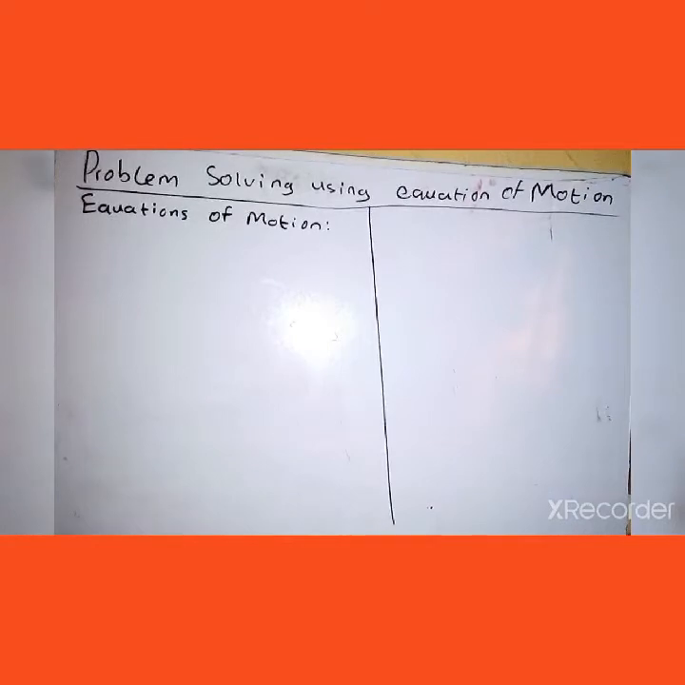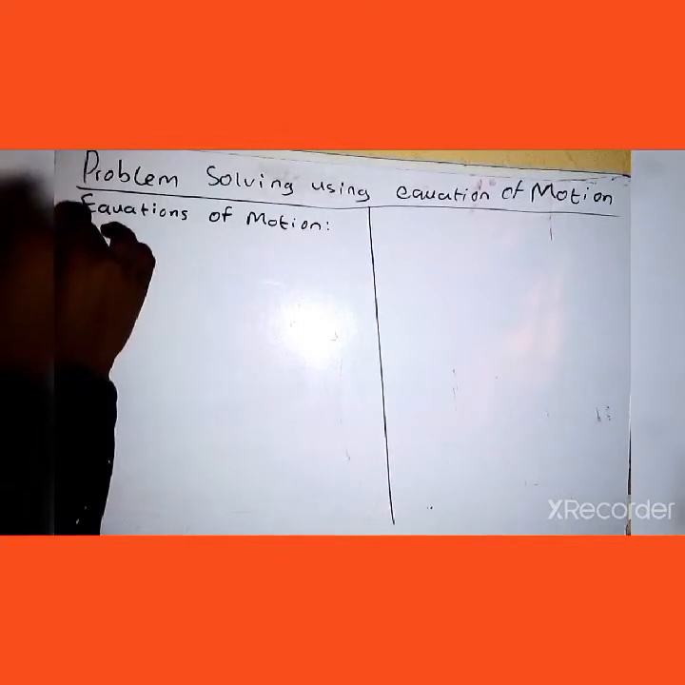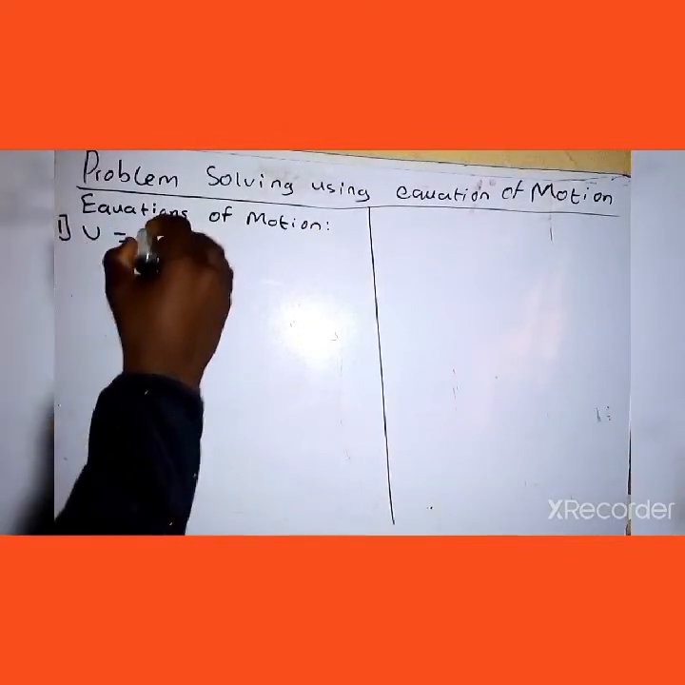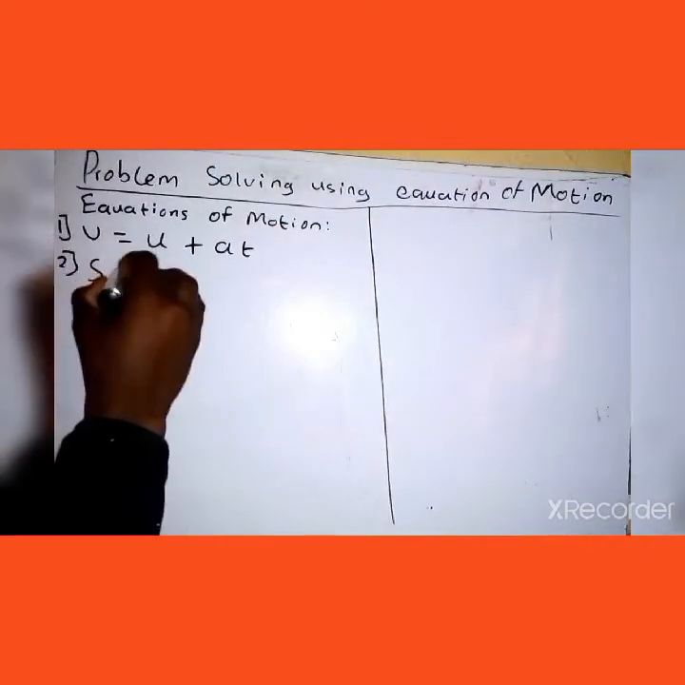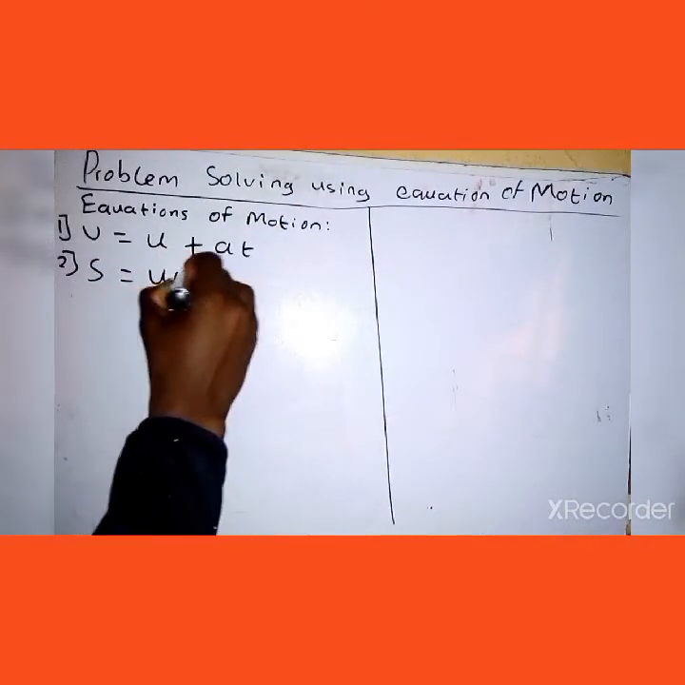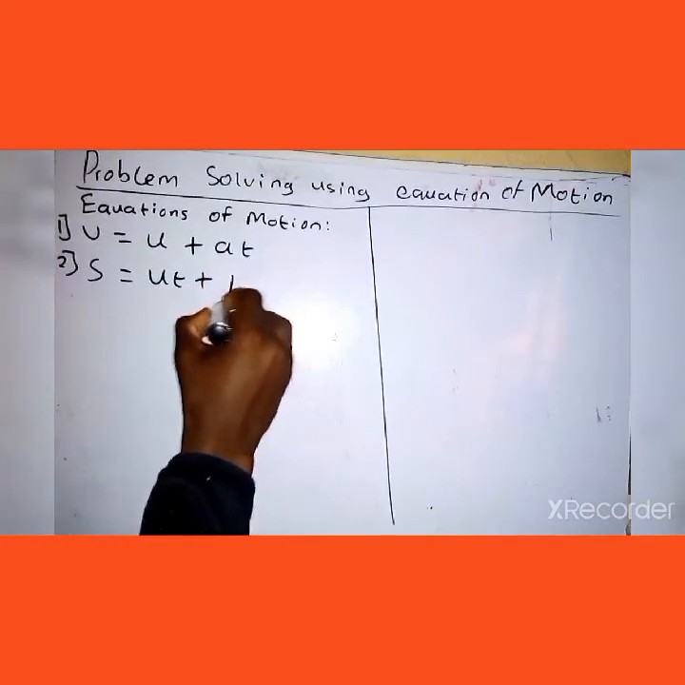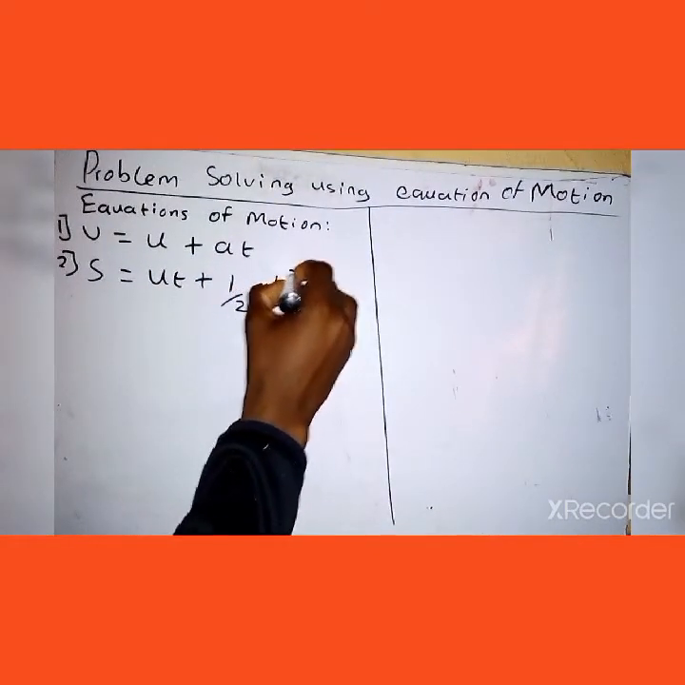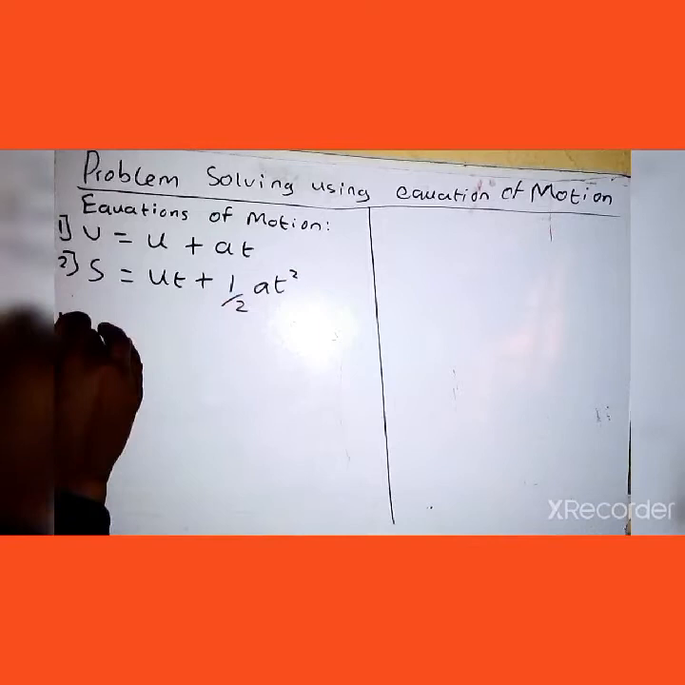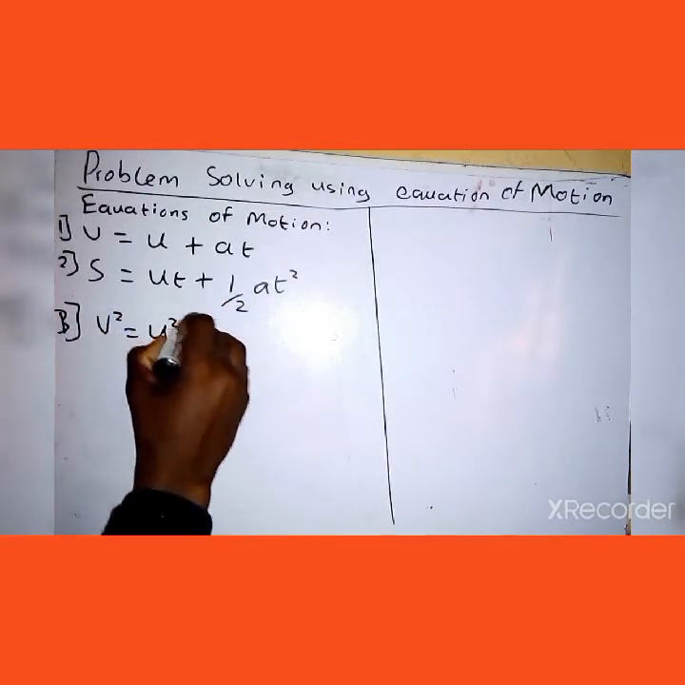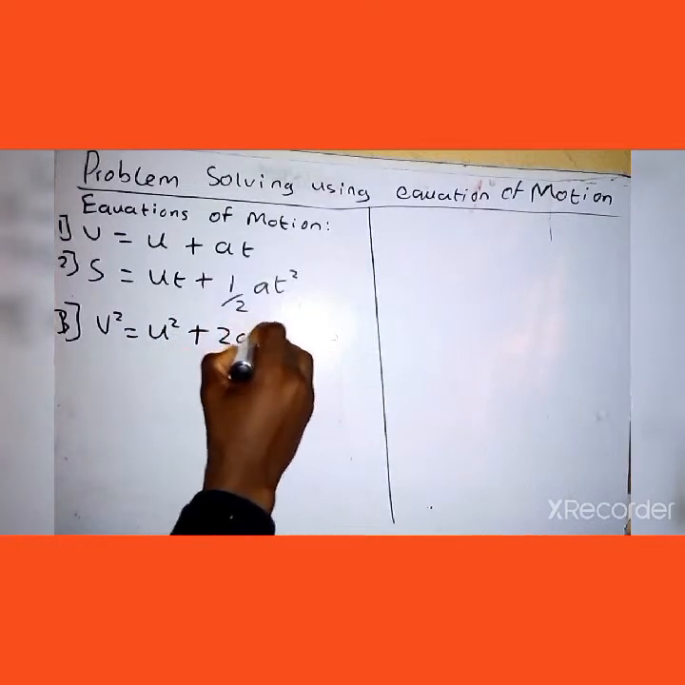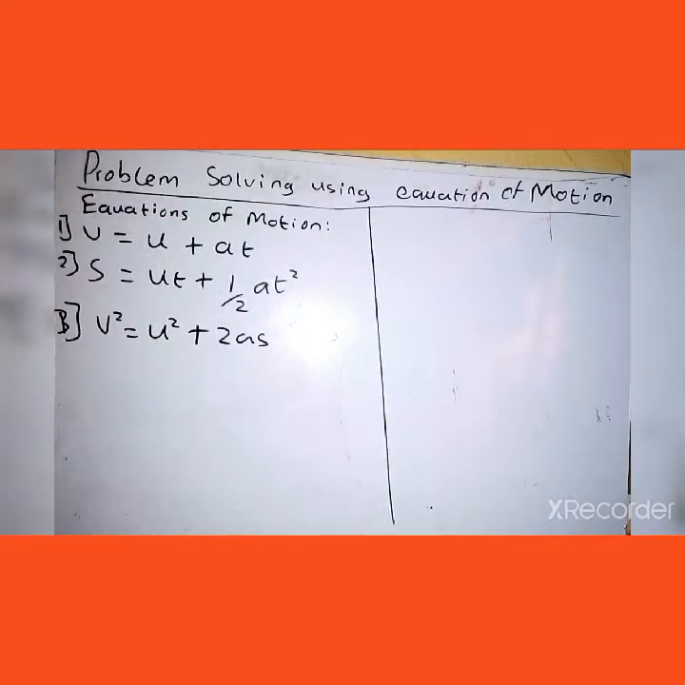So now, equations of motion. We'll be deriving the three equations of motion. The first equation of motion is v equals u plus at. The second one, s as distance, equals ut plus 1 over 2 at squared. The third one is v squared equals u squared plus 2as. These three equations of motion we'll be deriving.